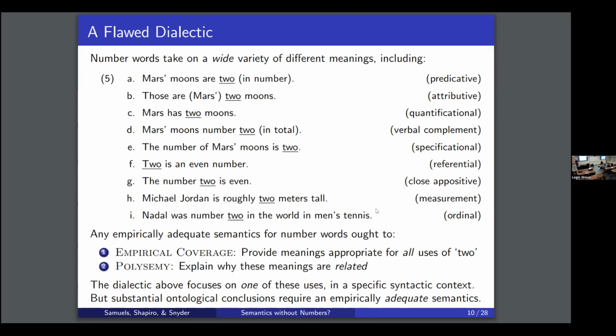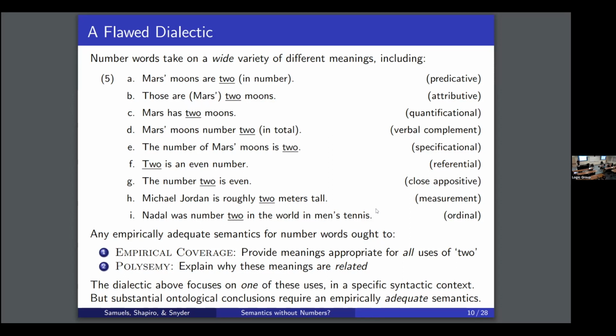So we have all these different uses of 2, and any empirically adequate semantics for number words, given that fact, will need to meet 2 conditions. And in fact, in linguistic semantics, most semanticists who want to account for this do try to meet these 2 conditions. First, the first one we call empirical coverage. It needs to provide meanings for all the different uses of two, right? We want an account of the semantics of number words that gives meanings to all the different uses here of two, not just one of them.